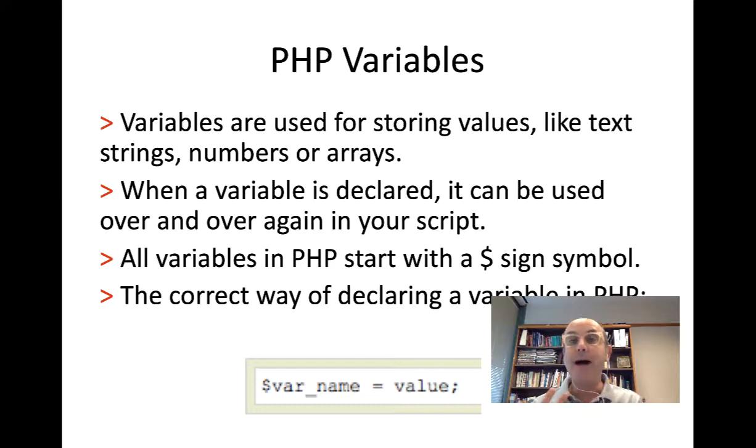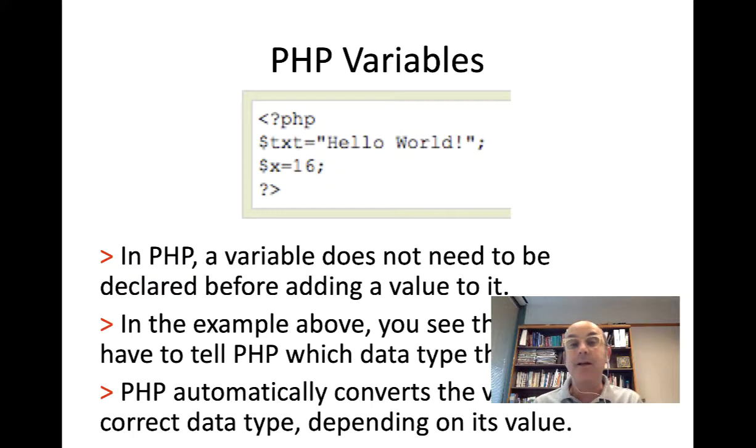As we talked about JavaScript, we talked about variables that store values such as text, strings, numbers, or array. The same goes for PHP. When a variable is declared, it's used over and over again in your script. All variables in PHP start with a $ sign symbol. So a $name equal value, that will be a string, that will be a variable for us to account for. So the text hello world, and x equals 16.